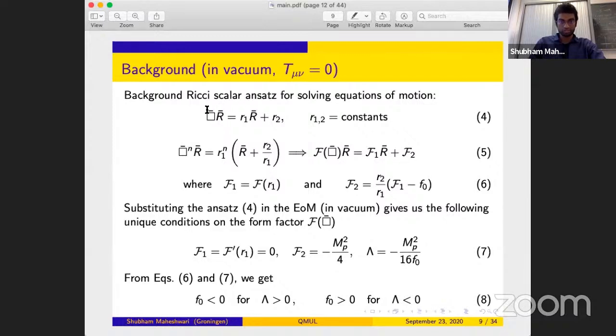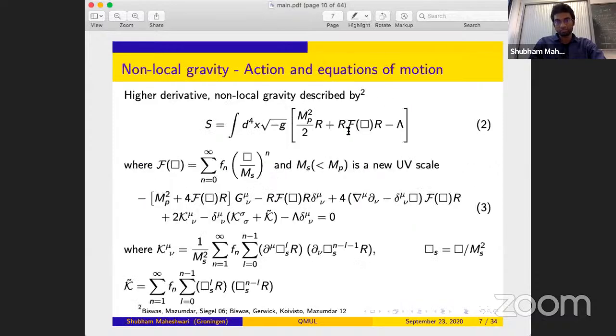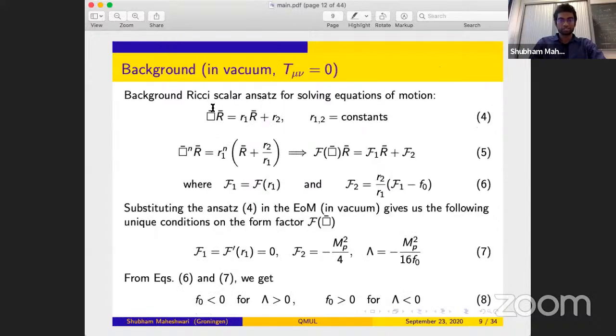This equation is actually just the trace equations of motion of the theory, where f is just some constant. So for local R plus lambda plus R squared, without this f of box, if you take the trace of the equations of motion, then you just get exactly box R equals R1 R plus R2. So the idea is to take this trace equation of motion and then plug it back into the non-local equations of motion, and then see if it is possible to satisfy the equations of motion for the non-local theory.